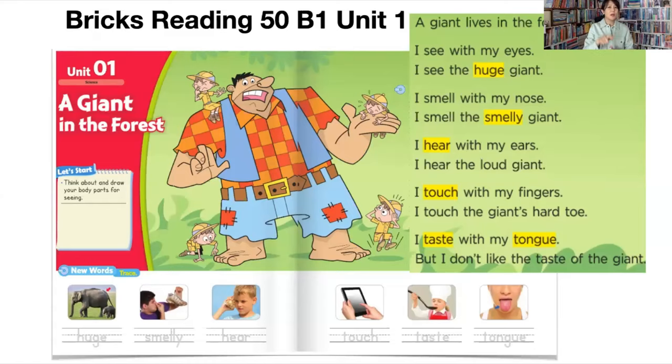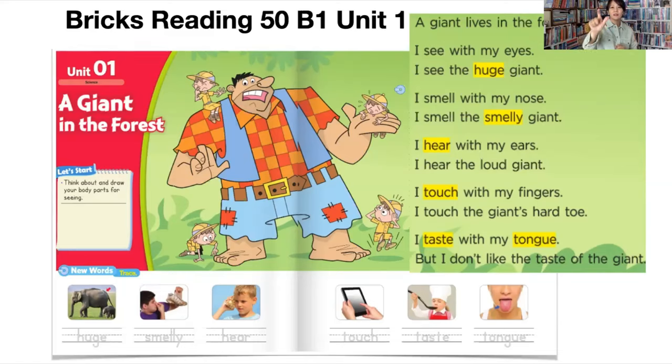Can you see only my PPTs, or can you see my fingers too? Yes. So my first finger is see. See. Two fingers, smell. Smell. Three fingers, hear. Hear. Four fingers, touch. Touch. Five fingers, taste. Taste. Can you remember what the first finger is? Yeah. See.